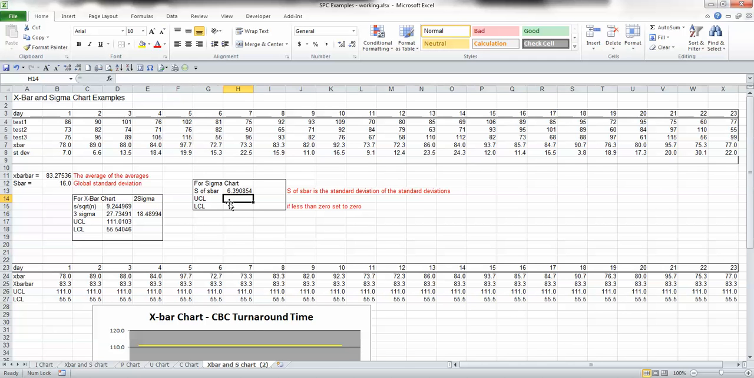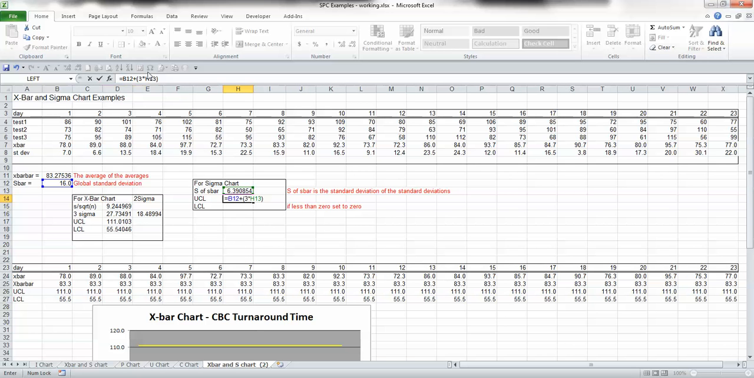Now, we could have a separate line like we did with the 3 sigma to calculate it out, but we know we can just add that right in to our upper control limit. So our upper control limit now is based on, instead of the X-bar bar, the S-bar. So it's going to be the S-bar, but what we're going to do is take that S-bar and add it to 3 times our S of S-bar, or the standard deviation of the standard deviations.